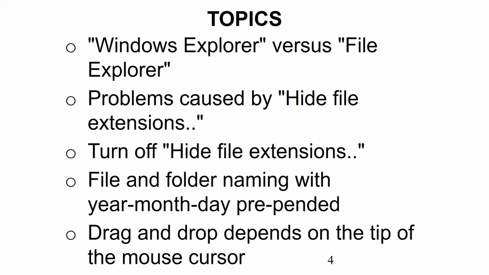Topics. Let's start off by talking about Windows Explorer and File Explorer. Then let's move on to problems caused by hiding file extensions. Windows is the only operating system that does that. Linux and Mac do not hide file extensions. Mac sometimes does, depending on how you have yours set up. Turn off hide file extensions in Windows. File and folder naming with year, month, day pre-pended. That makes things sort better. Drag and drop depends on the tip of the mouse cursor. That confuses people. I'll show you that in a minute.